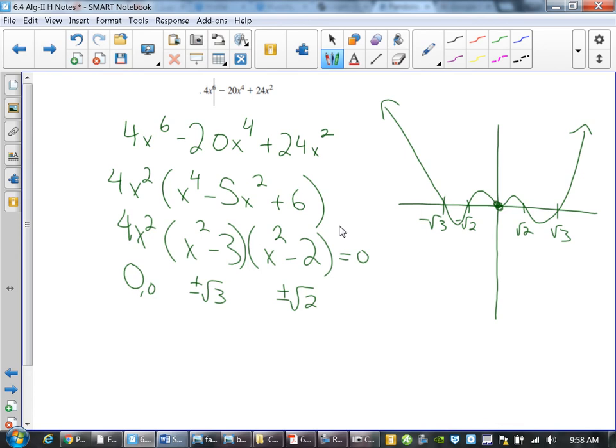Just because of the way the tails are, the multiplicity of 0 by it being 0 twice means it just touches the axis. Am I close, Vito? I know you're putting it in there right now. Yeah, you're close. I forget my cube stuff, but I can still graph a polynomial.